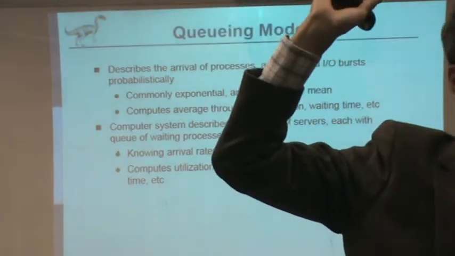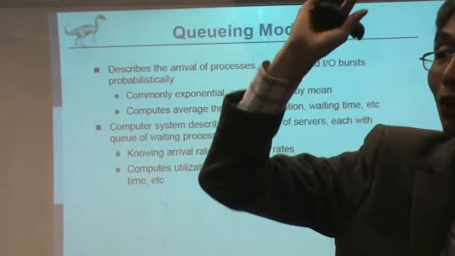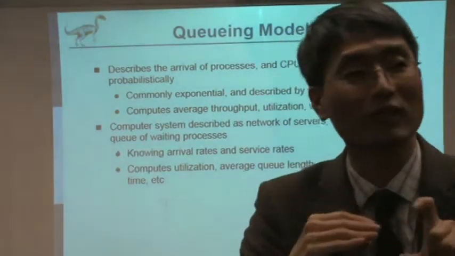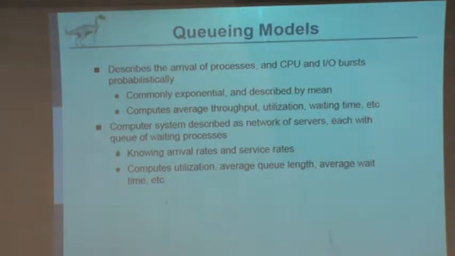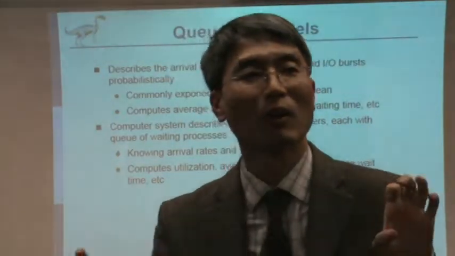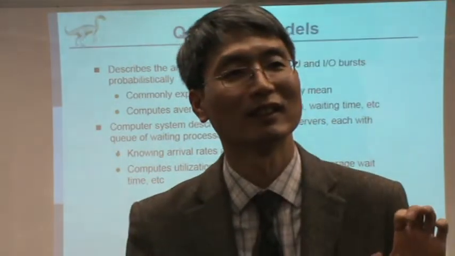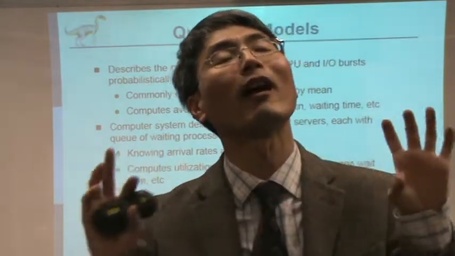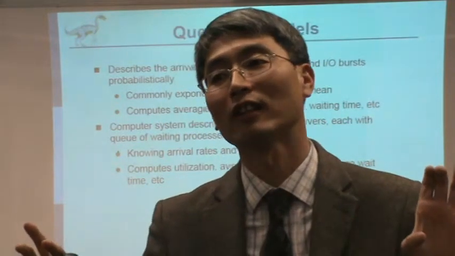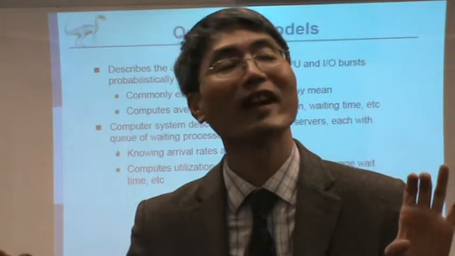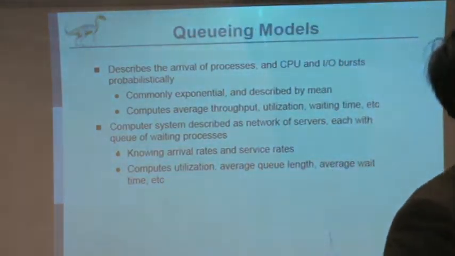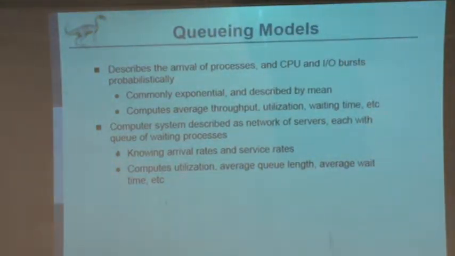What is a queue? Queue. First come, first serve. Right? It's a data structure. And queuing model means it's a model. What kind of a model? Mathematical model, specifically statistics model. Okay? It's a statistical model for what?